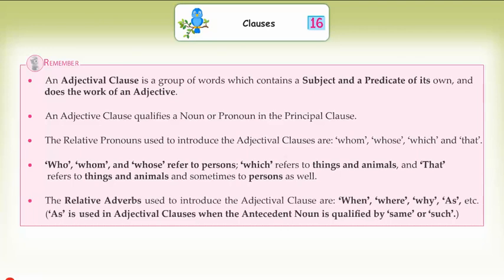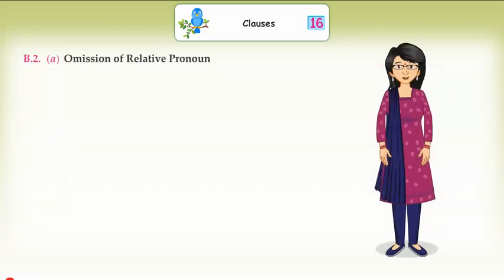The relative adverbs used to introduce the adjectival clause are when, where, why, as, etc. As is used in adjectival clauses when the antecedent noun is qualified by same or such.